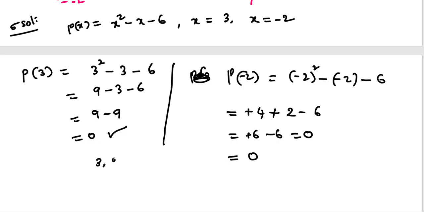3 and minus 2 are the zeros of the given polynomial.